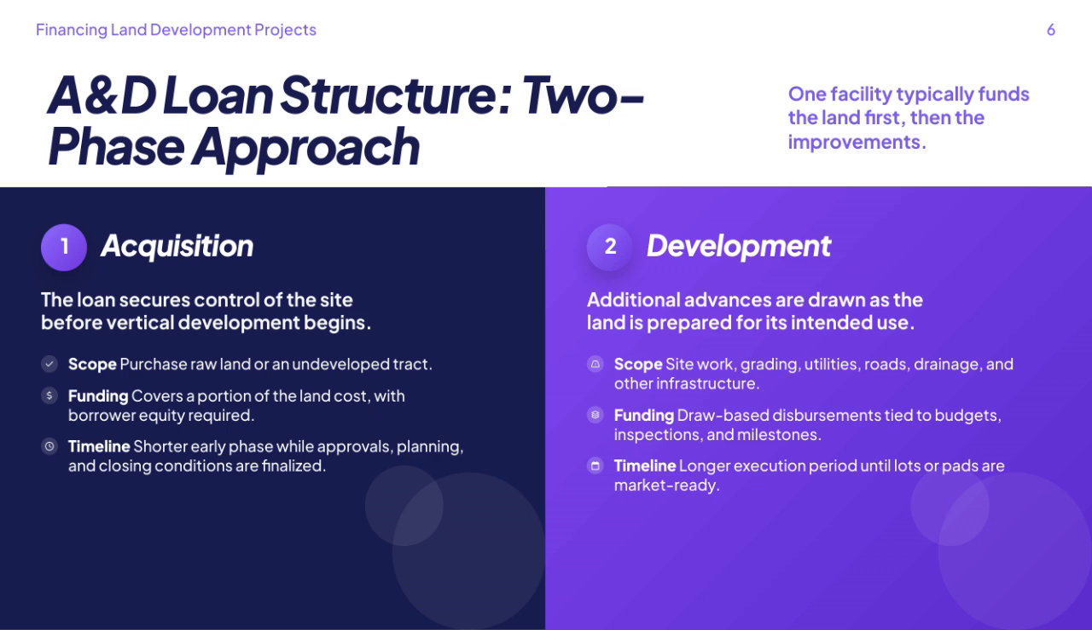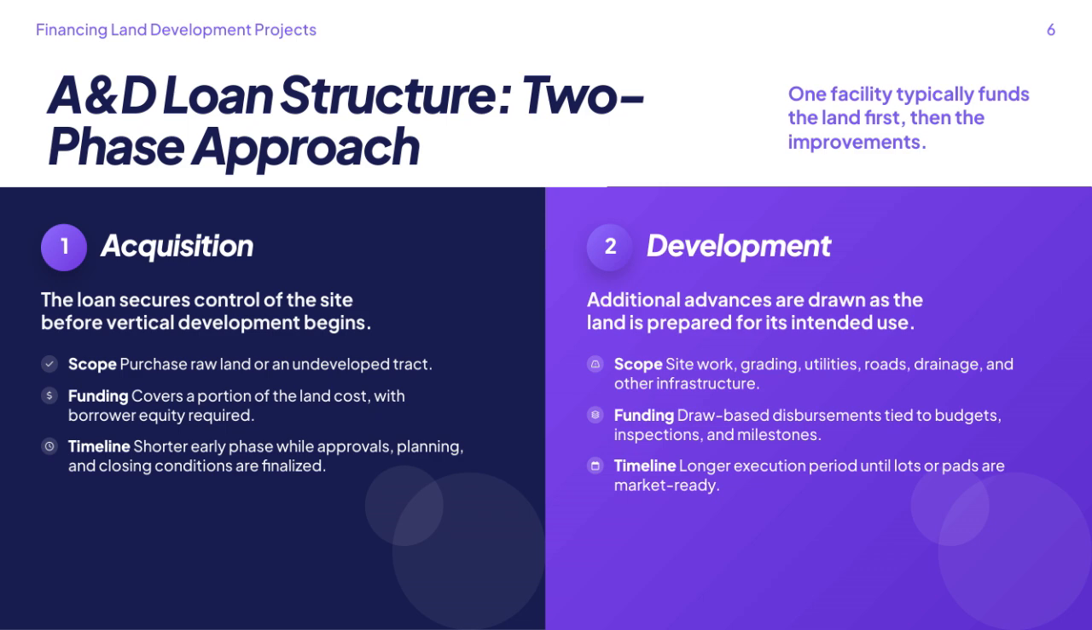The second phase is development. After acquiring the land, additional advances are drawn as the site is prepared for its intended use. This includes site work such as grading, installing utilities, building roads, and managing drainage and other infrastructure.